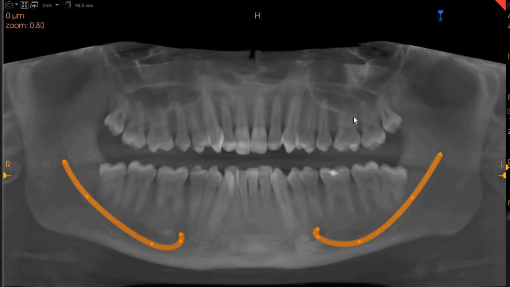This is the CBCT of the patient that you had requested. The area of interest is the lower right and lower left 8 and their relationship with the inferior alveolar nerve.